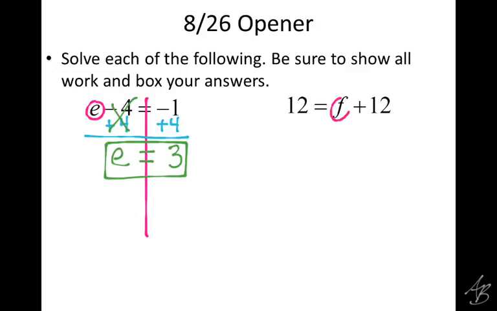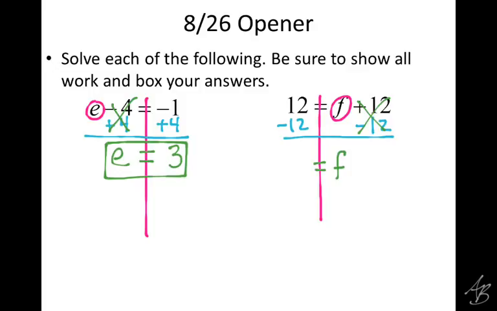All right. Next one, we want to get f by itself. Draw your line of equality. What do we need to get rid of here to get f by itself? That plus 12, and we're going to get rid of it by subtracting 12. So I subtract 12 on both sides. I'm going to do the right side first. I like to do the side where the variable is. We cancel out the 12s. What's left? The f. And then equal sign goes on the line.